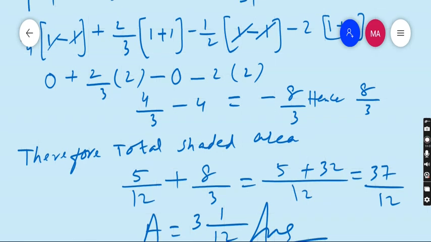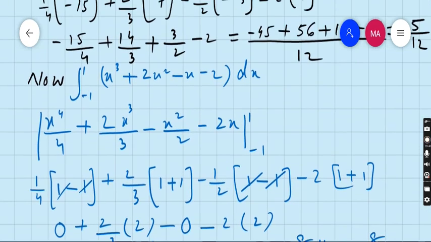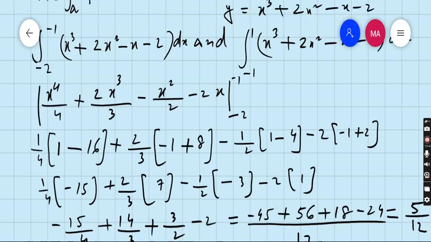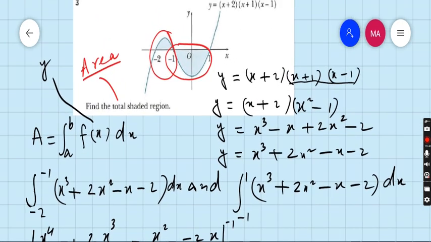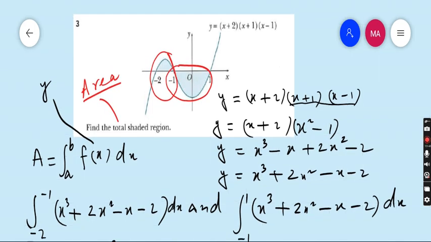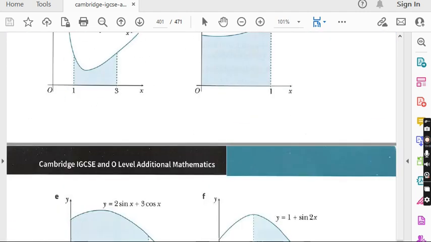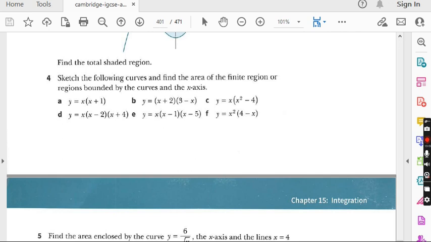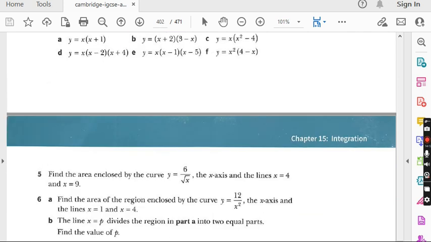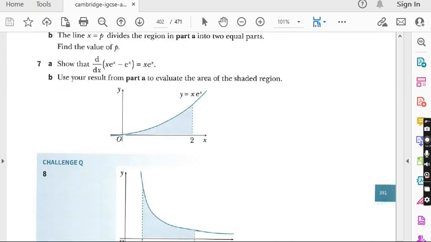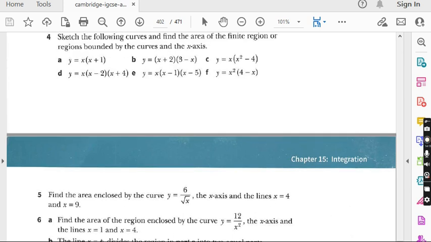This is our today's class, where we did question number 3 only. And in the next lecture I will do another very important question, that is question number 4, because in this question first we have to sketch the curve, and then after sketching we have to find the area bounded by the curve. So very easy question. Question number 5 is very easy, 6 is very easy, 7. So try to finish this exercise in 2 lectures.